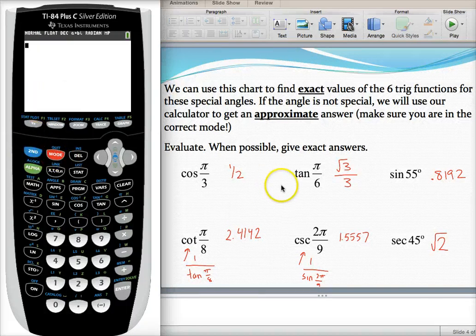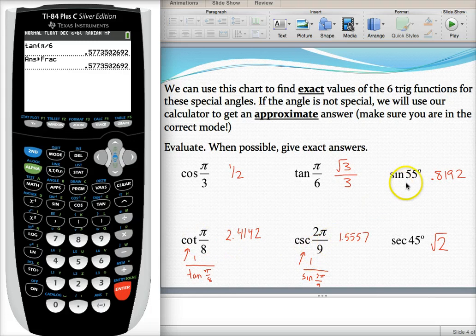And then let's say, again, incorrectly, that I type this into my calculator. So I type in tangent of pi over 6, and I get on my calculator not this exact value, I get the decimal approximation. If you try to change that into a fraction, you'll see it's not going to work because that fraction is irrational. So I don't ever want to see 0.577. I want to always see the exact value that we've looked up in our chart. Okay, but these other three, pi over 8, 2 pi over 9, and 55 degrees, are not special angles. So those three, I will use my calculator to get an approximate answer.